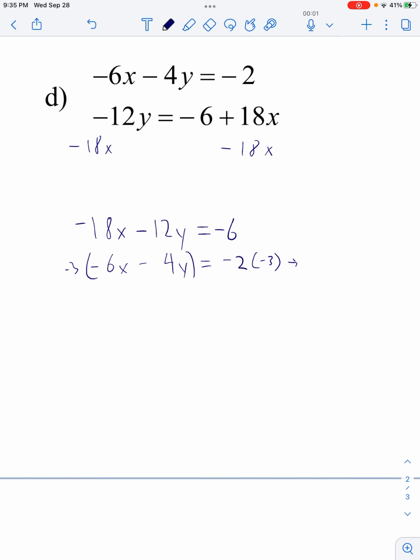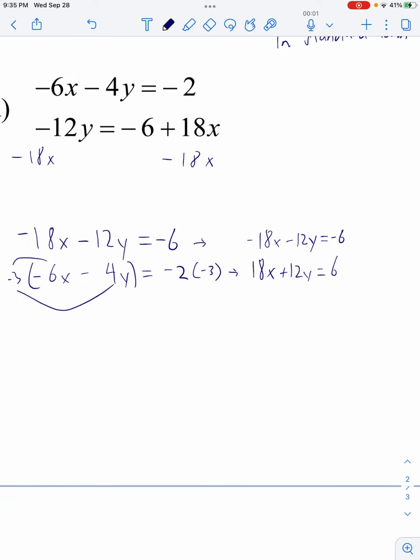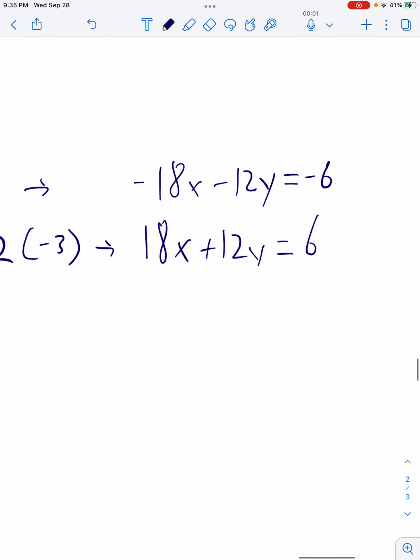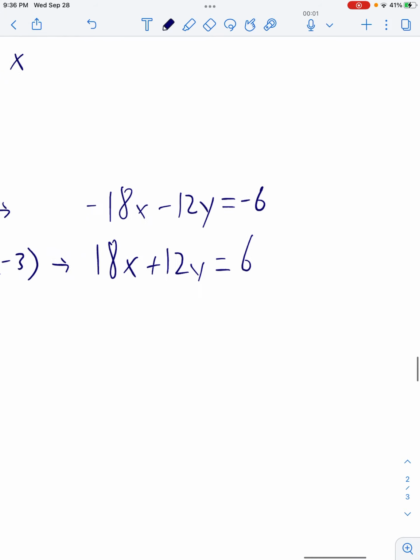That's going to give me 18x plus 12y equals 6. And this top one's going to give me -18x minus 12y equals -6. Let's see what happens here.